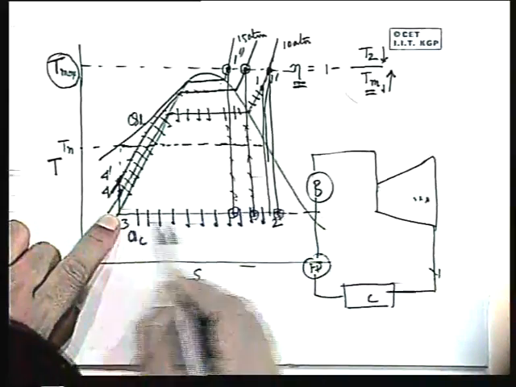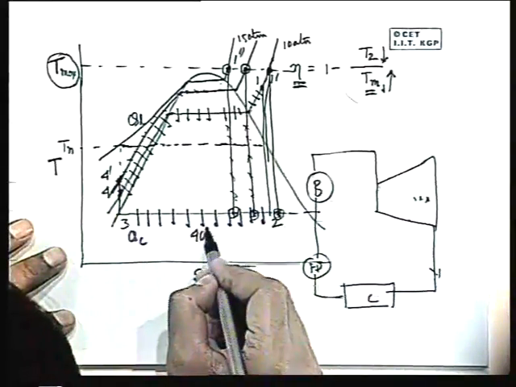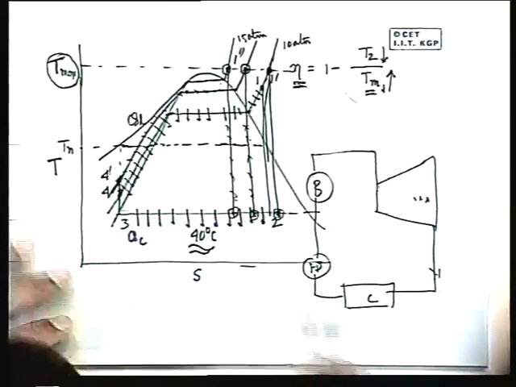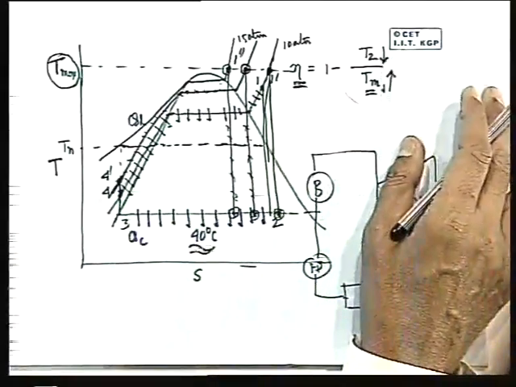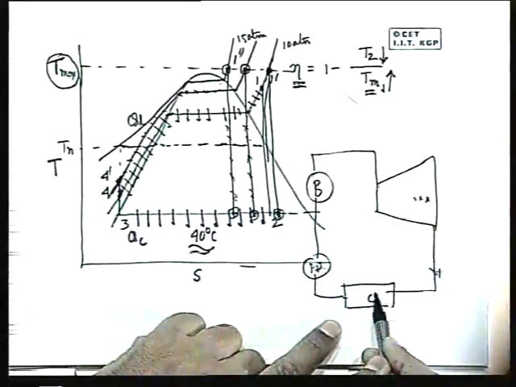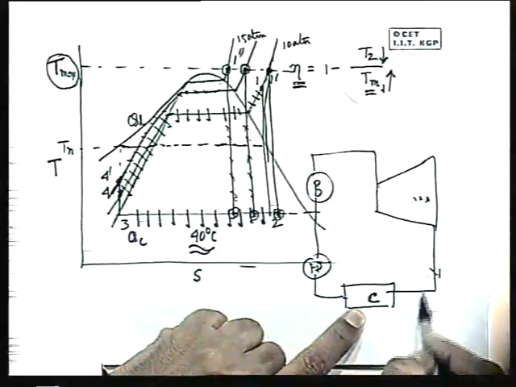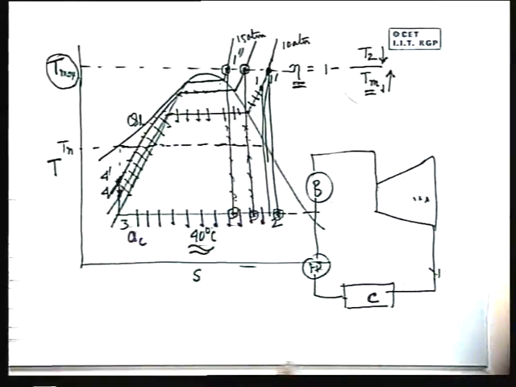Now regarding the minimum temperature, the usual temperature is sometimes around 40 degrees Celsius. What happens if you go on decreasing it? This question is sometimes asked, I will ask you this question in viva: why is a condenser used in a steam power plant? This may be taught in steam power plant, but this is a very important question in thermodynamics. Why do you use a condenser in a steam power plant?